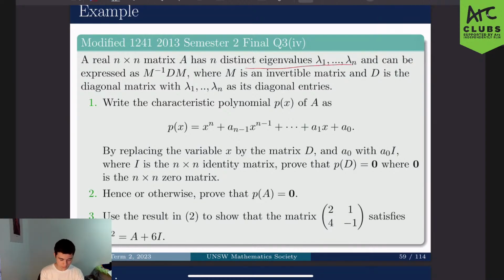With the distinct eigenvalues as diagonal entries and so on. And we're going to replace our constant a0 with a0 times I. What we're going to do here, essentially, is convert this entire polynomial into a series of matrix operations. Then what we're going to do is prove that P of D equals 0, where 0 is the n by n zero matrix.